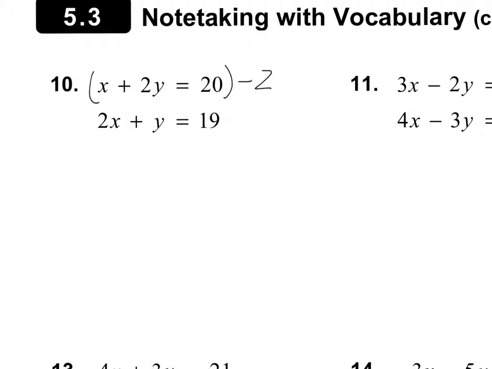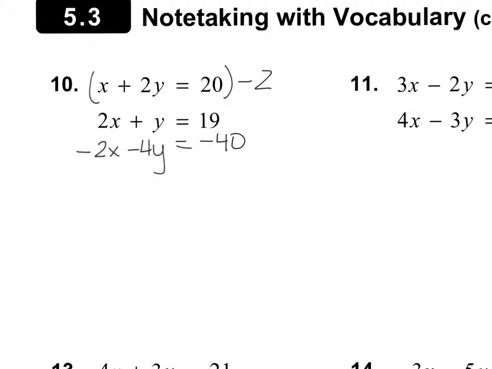Okay, so you might be wondering why -2? Well, when we multiply x by -2, we get -2x. And as you see, these will now cancel out. We're going to have to multiply everything by a -2 though. -2 times a 2y is going to give us -4y, so -4y equals, and we have to do -2 times the 20, and that gives us -40.